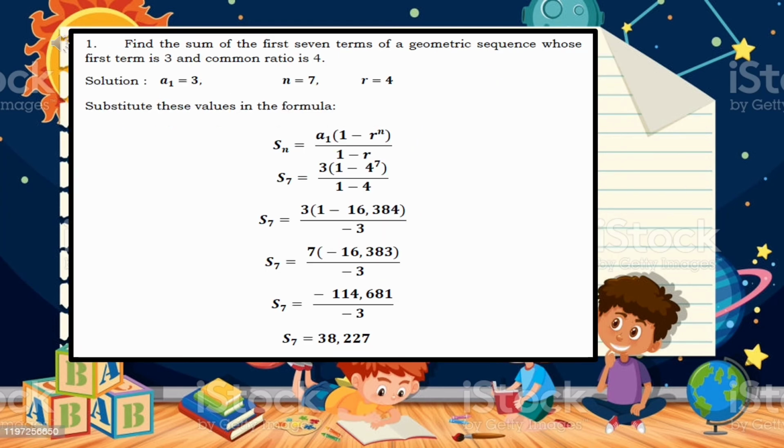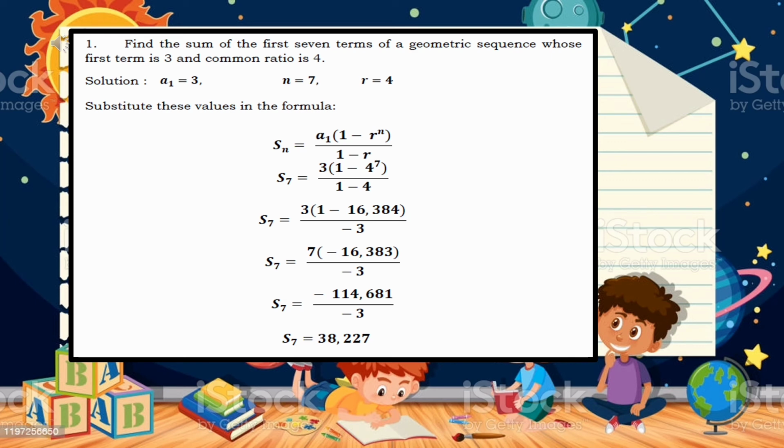Another example we have here, find the sum of the first 7 terms of a geometric sequence whose first term is 3 and the common ratio is 4. So here, the common ratio is already given. Your a sub 1, or the first number in the sequence, is 3. Your n is 7. Why? Because we are looking for the first 7 terms of a geometric sequence.